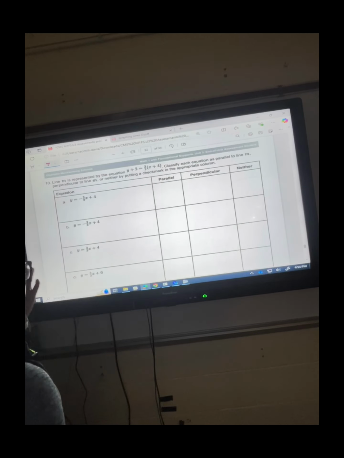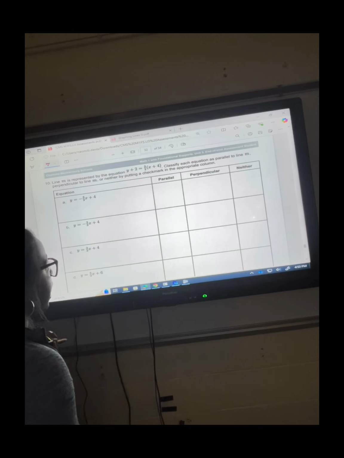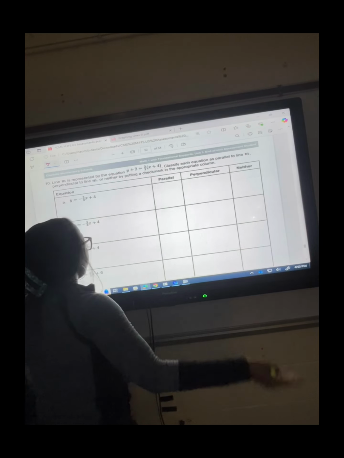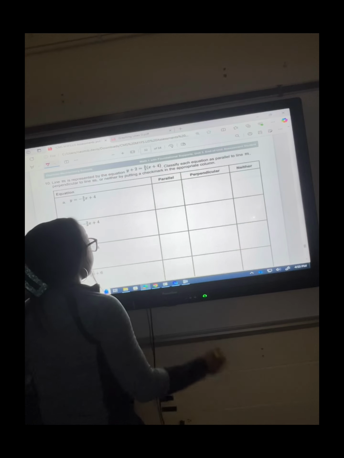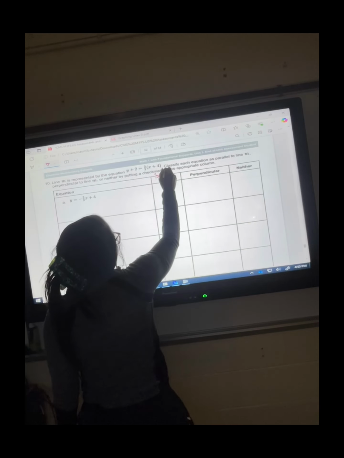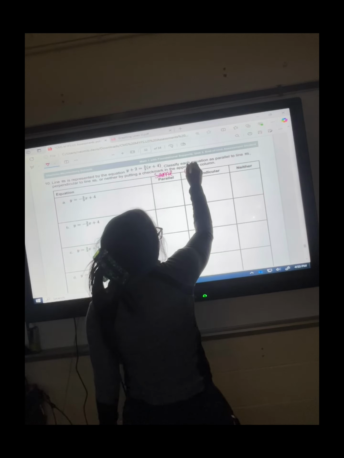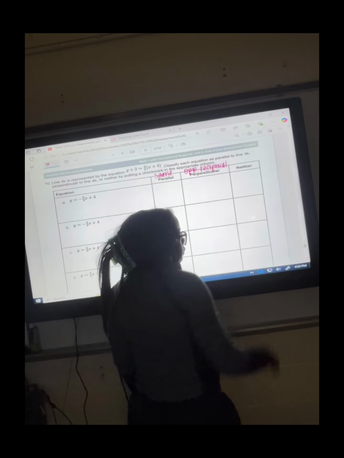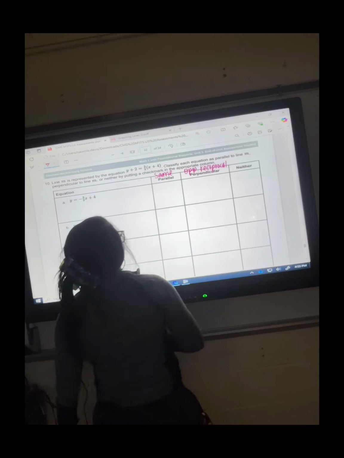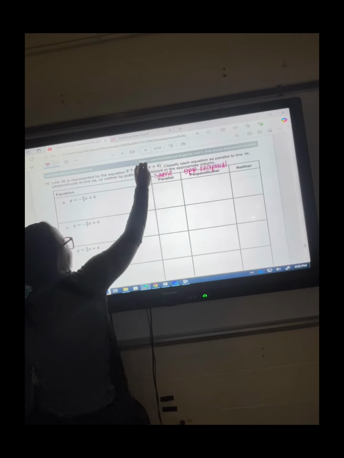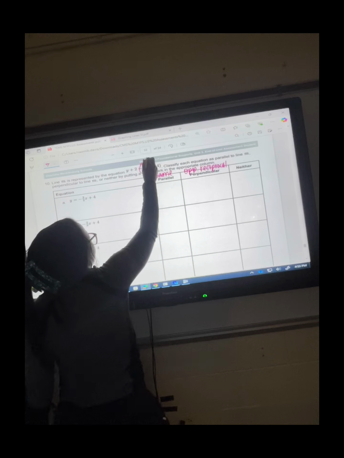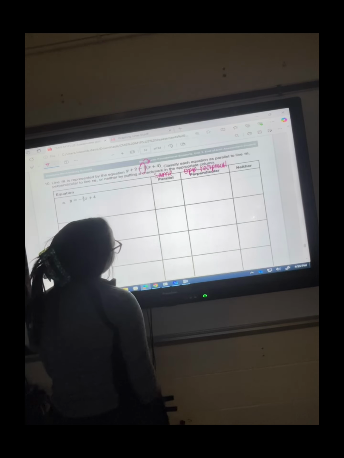Line M is represented by the equation y plus 2 equals 3/2 times 3x plus 4. Classify each equation as parallel to line M, perpendicular to line M, or neither. So you're simply asking yourself, is it parallel, perpendicular, or neither? How do I know? Parallel has the same slope. Perpendicular has opposite reciprocals. Neither. So the slope of this is 3/2. I know that because when I distribute, it's just gonna be 3/2.